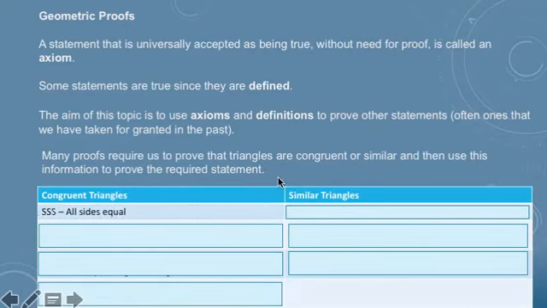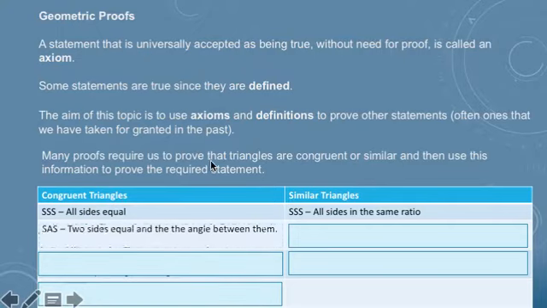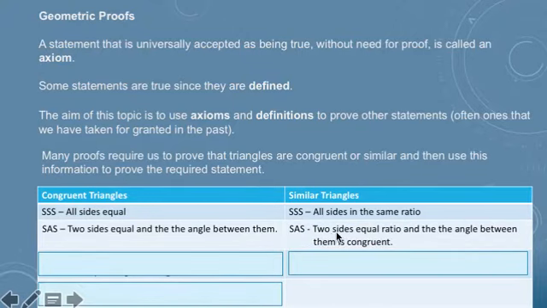Congruent triangles will have SSS, all sides equal. Similar triangles will also have SSS, all sides in the same ratio. So making sure they've either all been scaled up by 2 or reduced by 3, as long as it's happened to all sides. Next, congruent triangles will have side, angle, side. So 2 sides equal and the angle between them, that's important, the location of that angle, is the same. Similar triangles the same, except we just say the sides are in an equal ratio rather than saying that they are equal.